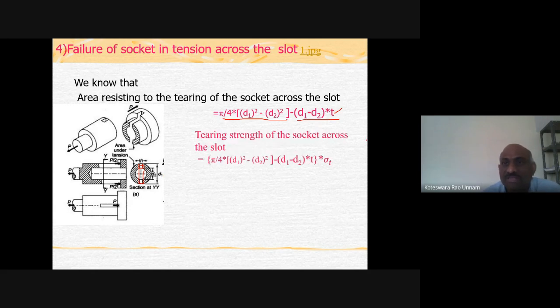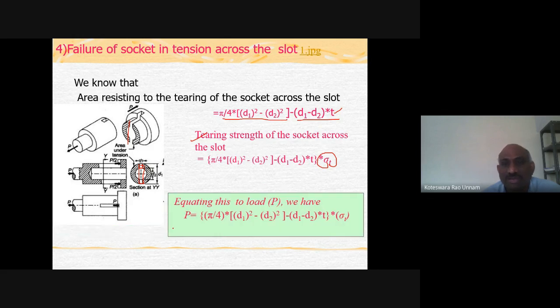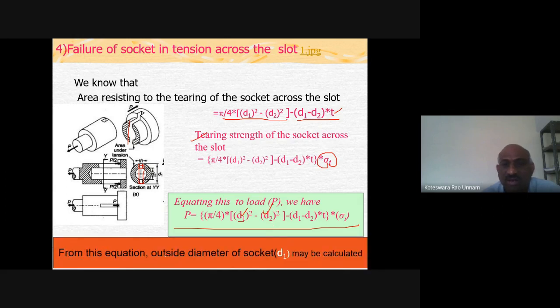Then if you multiply this by sigma t, you will get the tearing strength of the socket across this slot. Then you need to equate this to P. From this, we already estimated the D2 value in the previous case. We have to estimate the D1 value now using this relation. So from this equation, the outside diameter of the socket, D1, may be calculated.